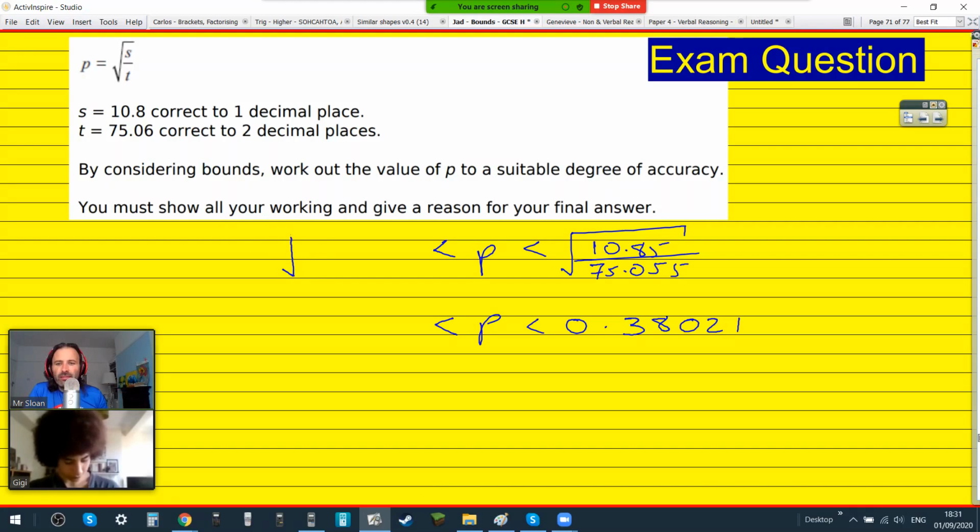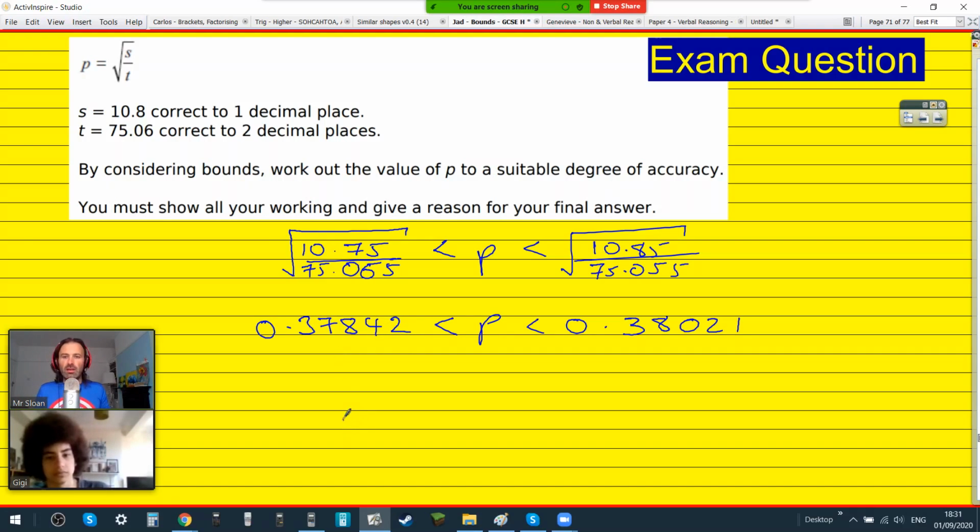10.75, over 95.065. 0.37842. 0.37842. Okay. And it says work out the value of P to a suitable degree of accuracy.